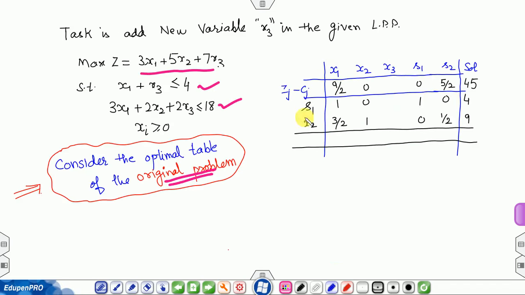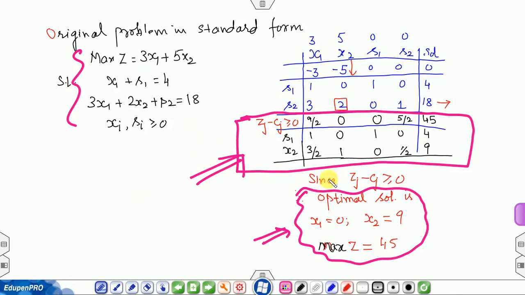So I just add this one. When you add this, this is my new variable. So I have to add this X3 here, and my objective function is this. While the rest of the values, that is 1, 3 by 2, 0, 1, and so on, all remain the same.